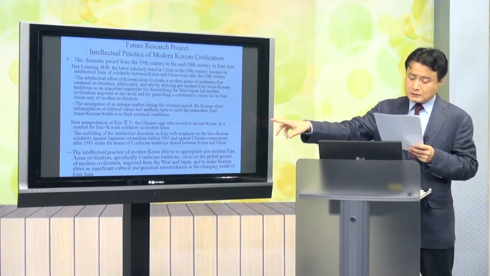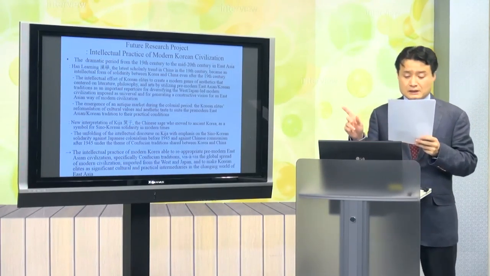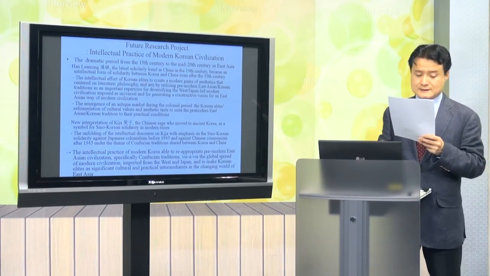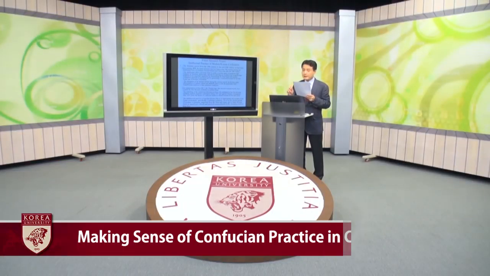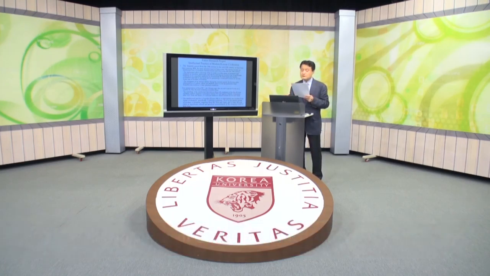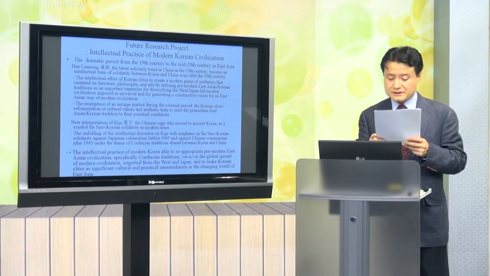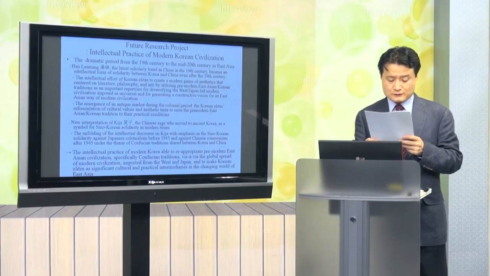So throughout the course of research on this subject, I will point out the intellectual practice of modern Korea able to reappropriate pre-modern East Asian civilizations, specifically Confucian traditions or Confucian civilization or Confucian practice, vis-a-vis the global spread of modern civilizations imported from the West and Japan, and able to make Korean elites themselves significant cultural and practical intermediaries in the changing world of East Asia.